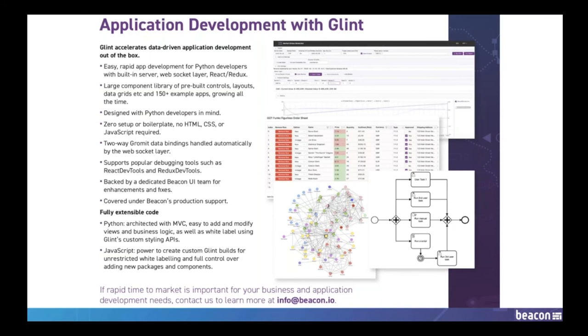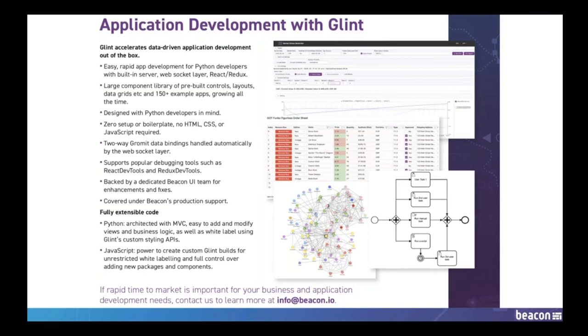In conclusion, I would like to recap five ways that Glint helps developers reduce their time to market. One, full suite of UI components. Glint ships with a full suite of UI components and associated bindings to access and manipulate the state of the data on Graph, meaning Grommet, accelerating that full stack app development process. A dedicated team of engineers at Beacon supports, maintains, and releases new features daily.